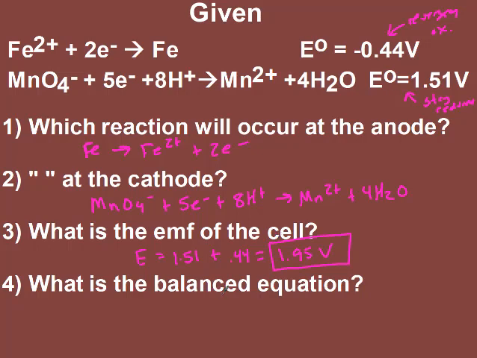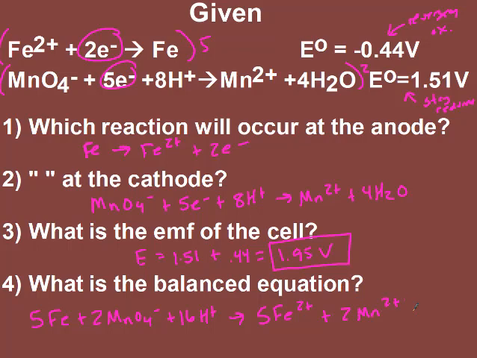For our balanced equation, we had a 2 and a 5. Well, those don't cancel, and I need to multiply both reactions, so I should have multiplied the top reaction by 5 and the bottom reaction by 2. So we have 5Fe plus 2MnO4 negative plus 16 hydrogens. And I'm canceling out my electrons as I'm writing it. Then we have 5 of that one plus 2 manganese ion plus 8 waters.